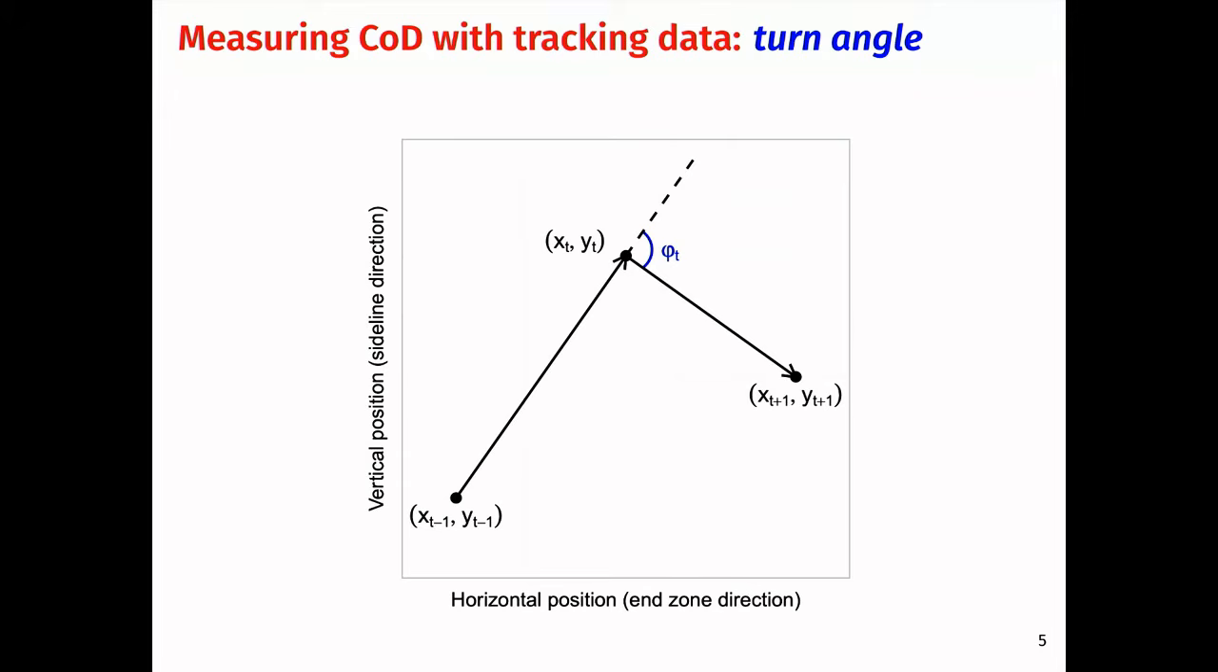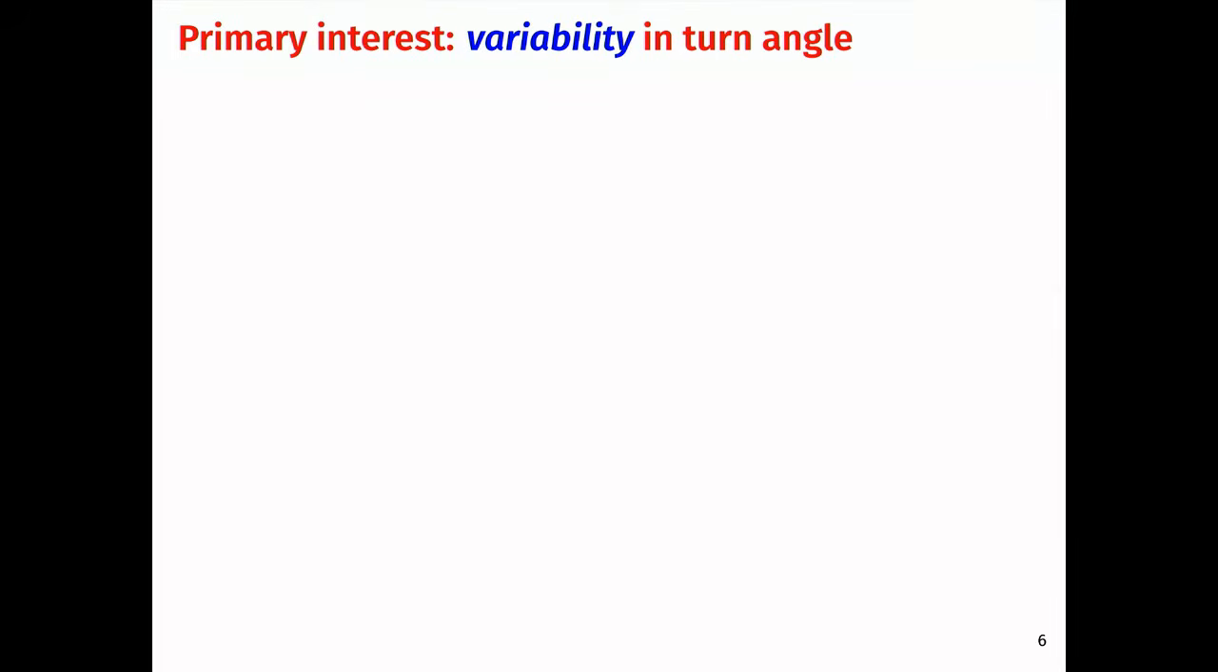The inspiration for this turn angle measure actually comes from the animal movement literature, which consists of decades of work where they would track and model the movement of a seal or a fox or a beaver or whatever using GPS telemetry data. So might as well port it over to the world of sports analytics and apply it to player movement in football. Now in this work, our main quantity of interest is the variability in turn angle.